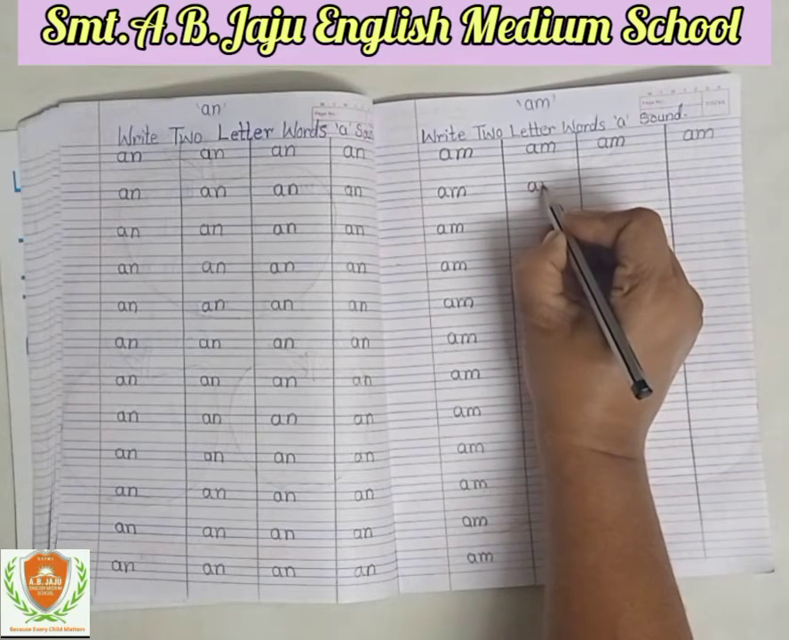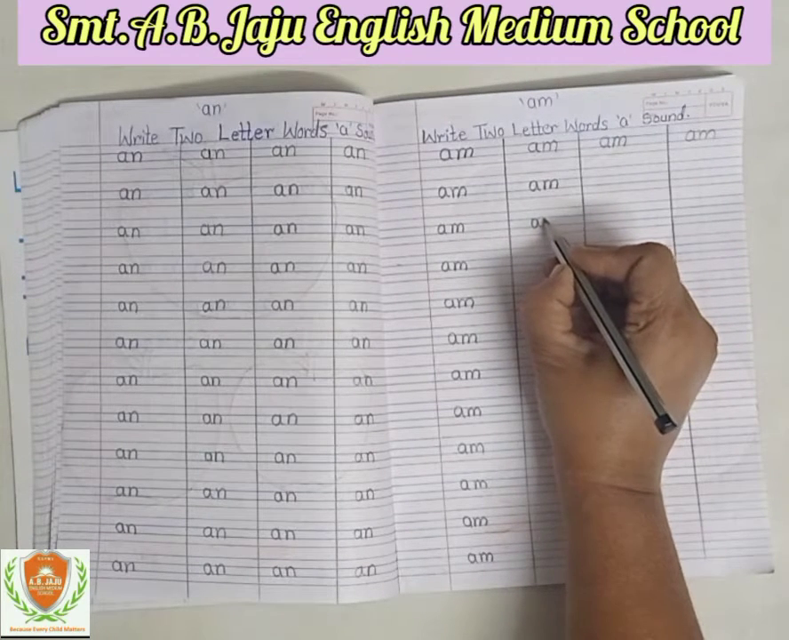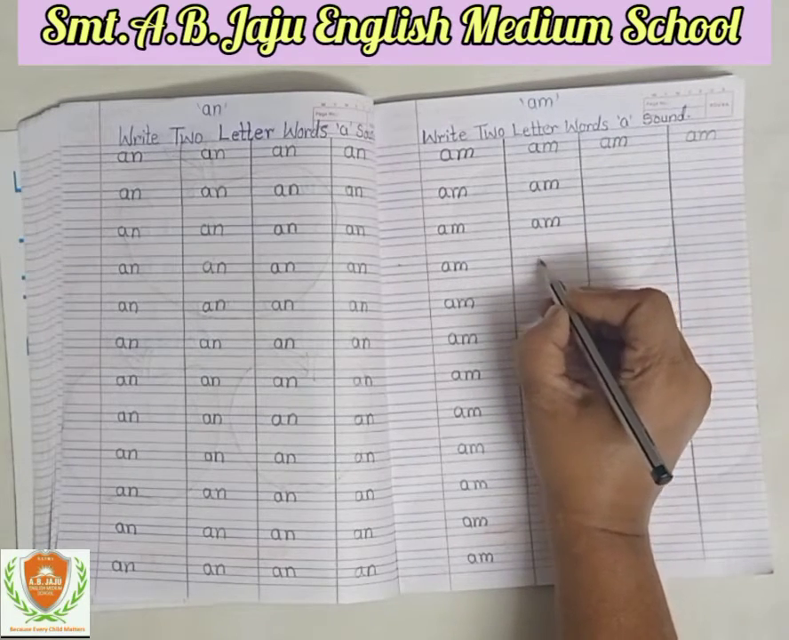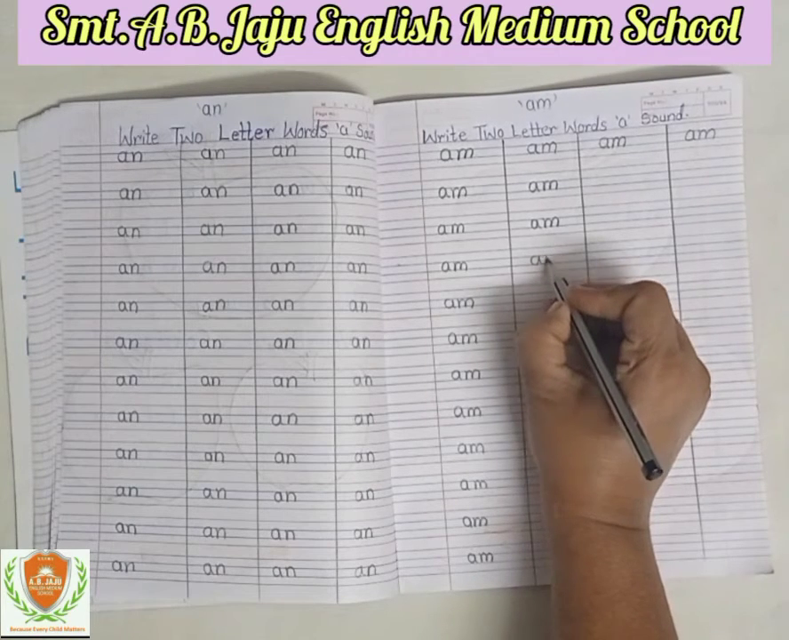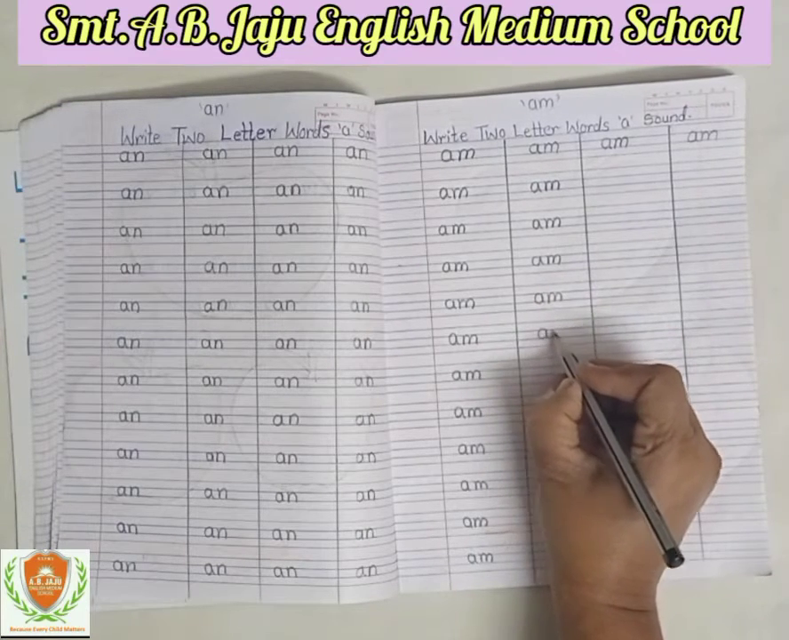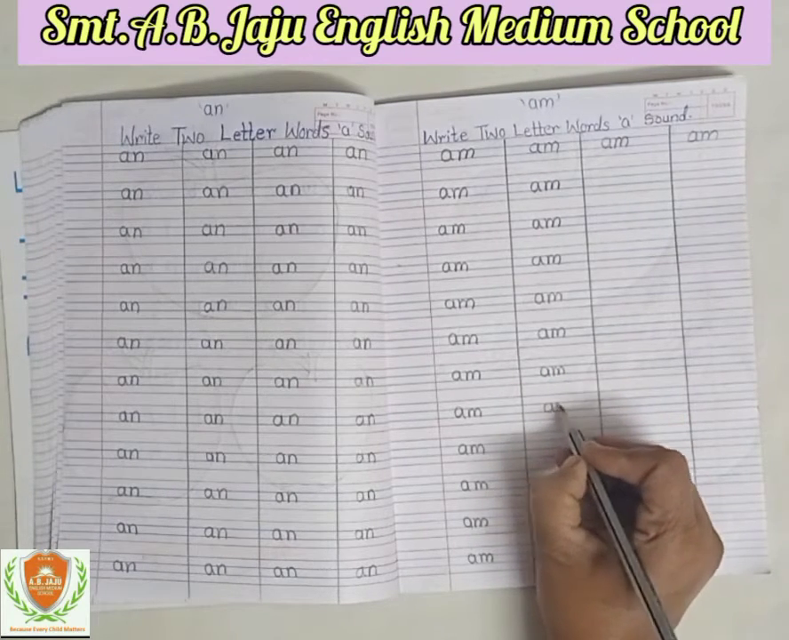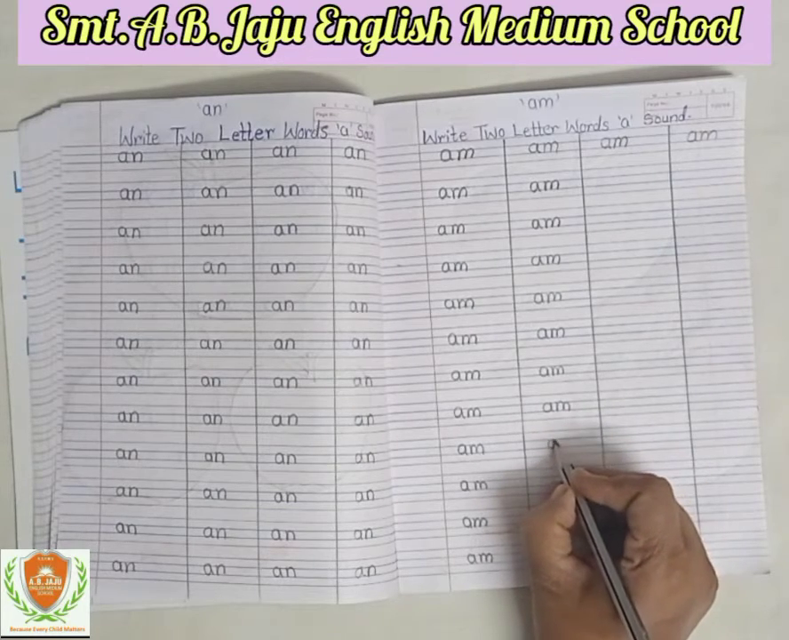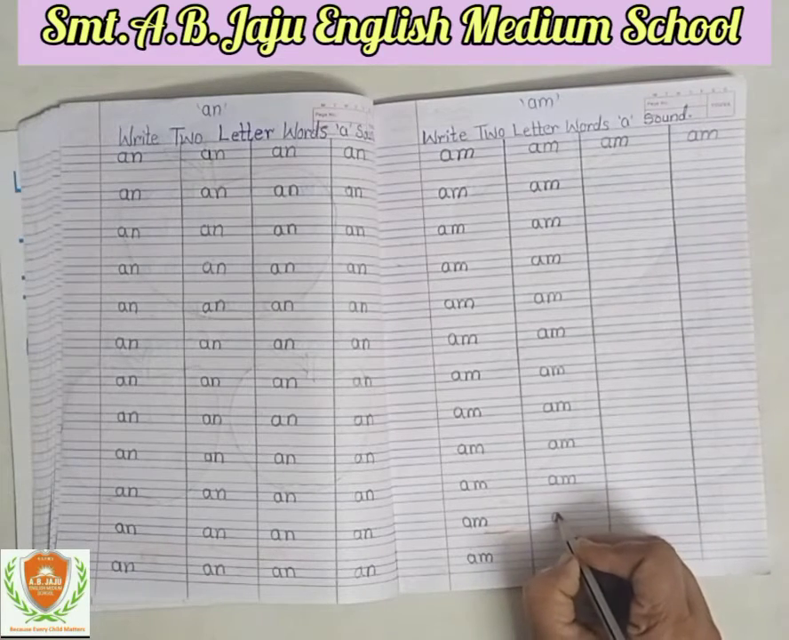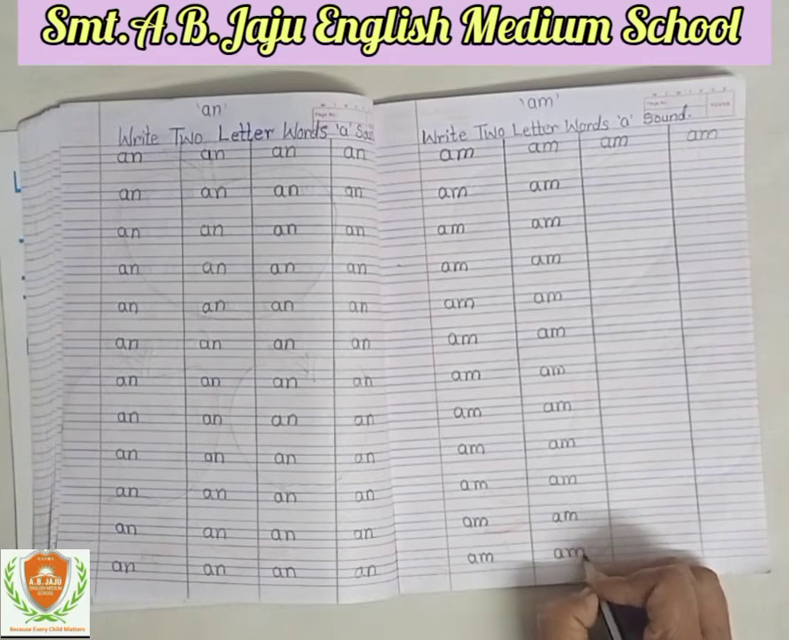Sound of A is A. Sound of M is M. AM. We have to make the sound of A long, okay, and then the sound of M is M. AM. A, M, AM. Sound of A is A, sound of M is M. A, M, AM.